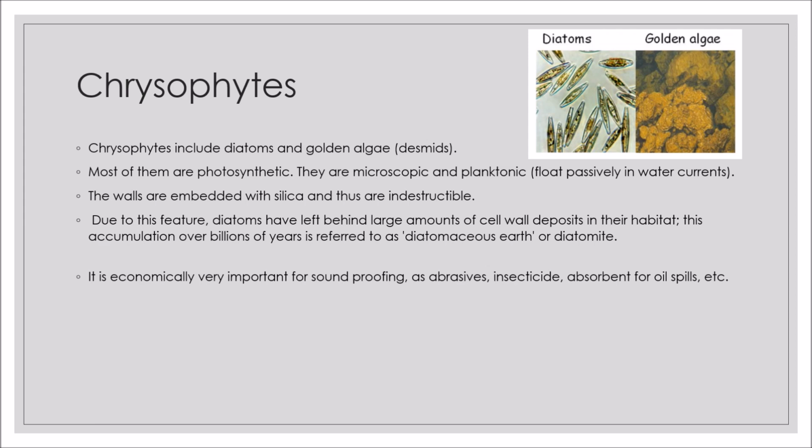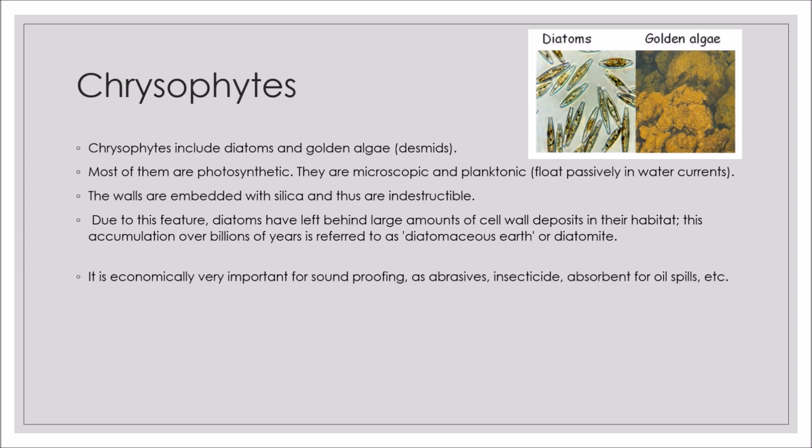That is, they are used for soundproofing and for abrasives. If any wound is there, it is used for medicine like that, and it is used as insecticide also. If oil is spilled, it is used as an absorbent for removing that oil. All these things are made from these diatom depositions only. These depositions are called diatomaceous earth or diatomite.